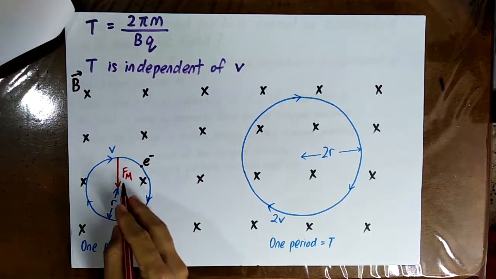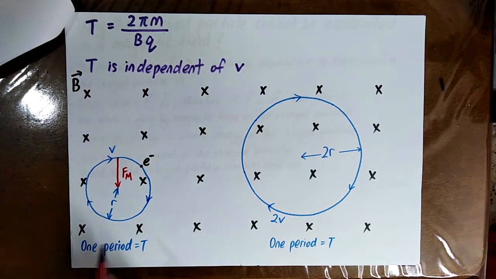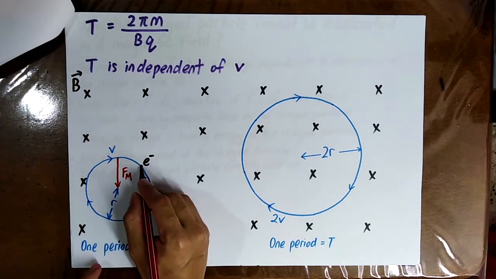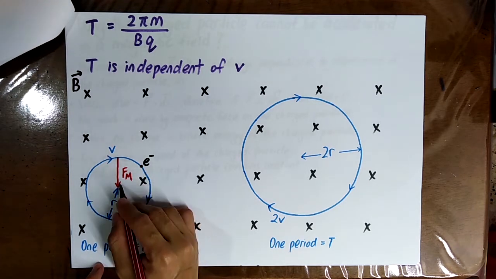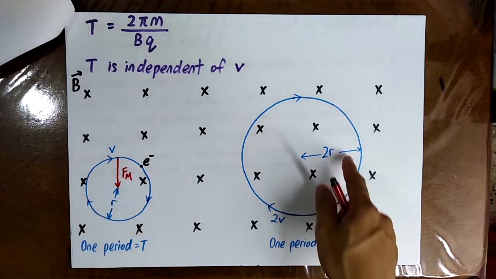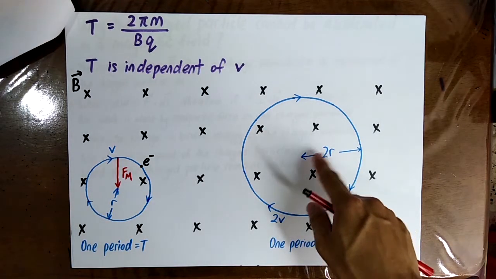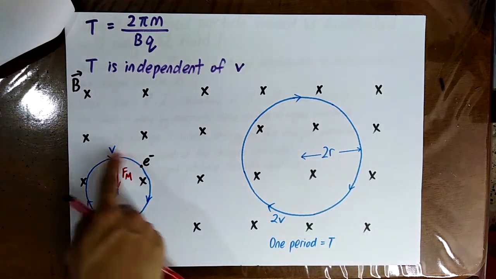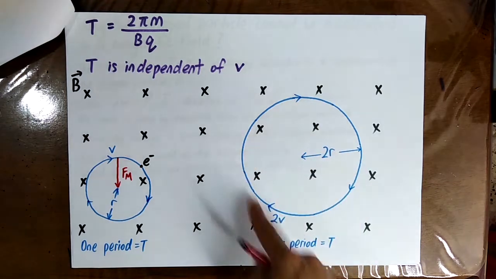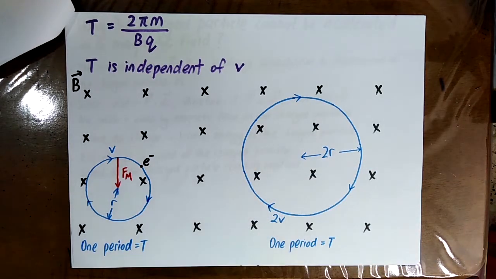This is the magnetic force acting on the electron when the electron is here. Okay, so if the electron is here, that means that the force should be pointing this way. So you know that in this case, the radius is r. In this case, the radius is 2r. But in this case, the velocity is v, and in this case, the velocity is 2v.